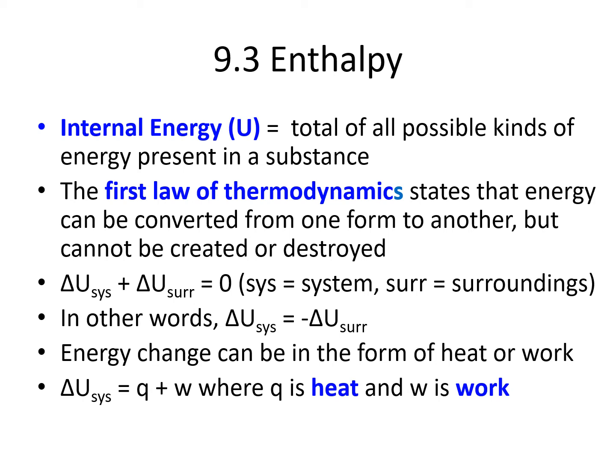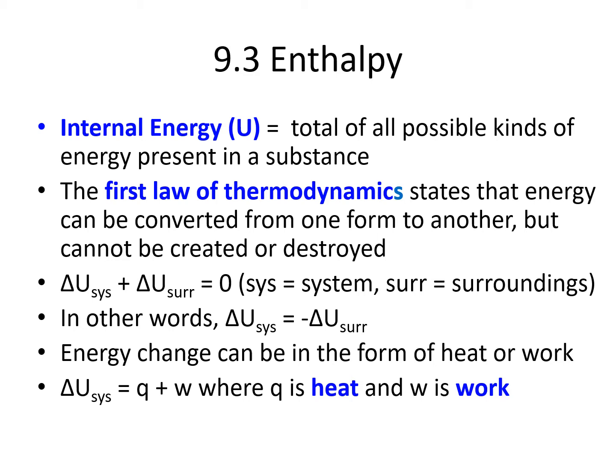In this next section of the chapter, we're learning about a concept called enthalpy. Before we can get to enthalpy, we need to talk through a few more definitions. Internal energy, which we abbreviate with a capital U, is the total of all the possible kinds of energy present in a substance. These include translational, vibrational, and rotational kinetic energy, as well as potential energy from intermolecular forces.